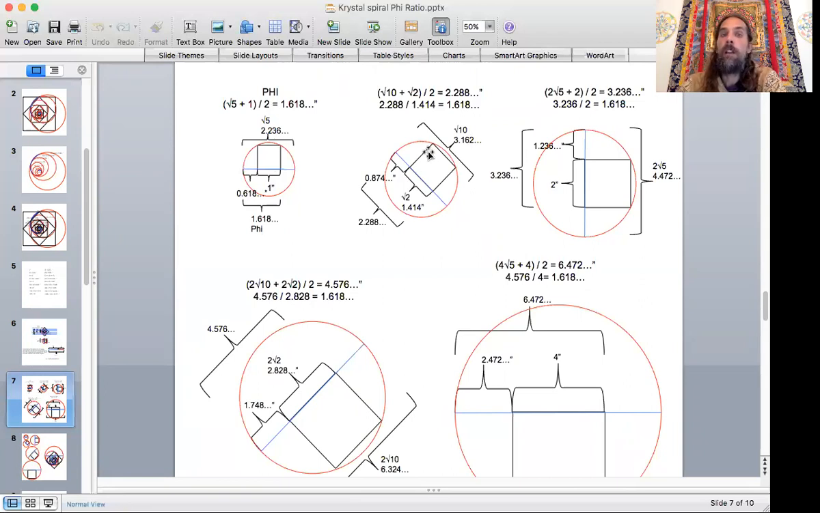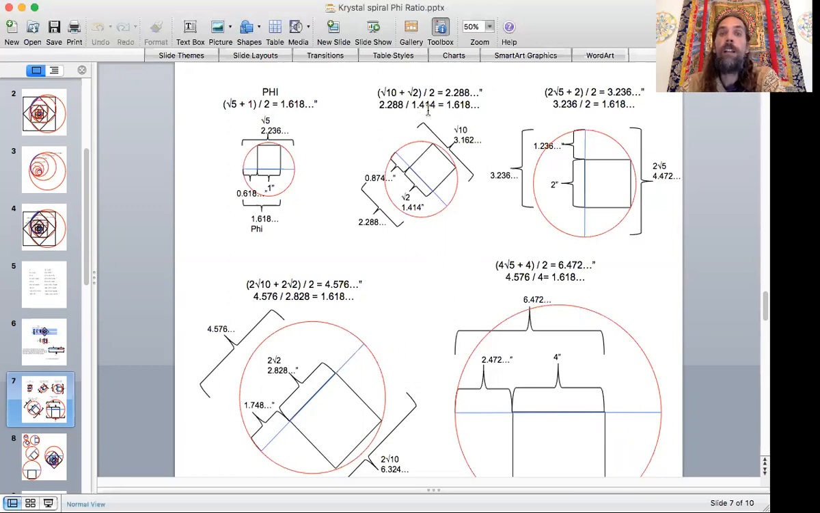Here's my rotated square, which has the length of 1.414, root 2. And I've got that same dividing line. Now I have the root 10, and I did the math on this one. You take root 10 plus root 2, divided by 2, which gives you 2.288 as a continual number. And you're like, well, what's that going to tell me? Because it's just a number.